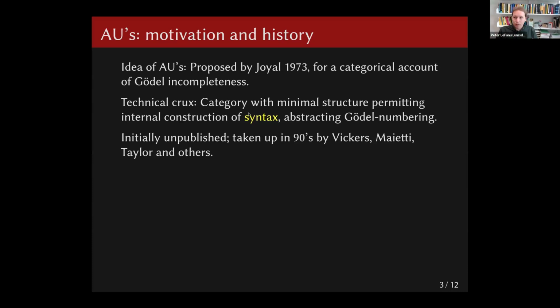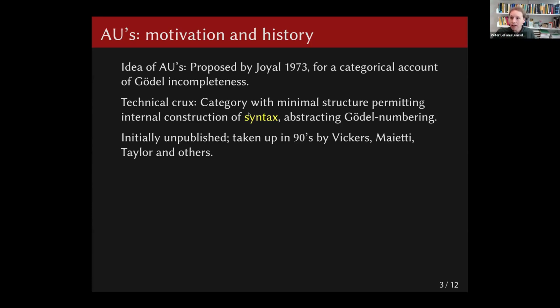And as such, one of the things that you want in a foundation is to be able to talk about phenomena like the incompleteness theorems. And so they were meant to be a category that had a fairly minimal structure, permitting internal construction of syntax in order to abstract Gödel numbering and give essentially syntactic arguments like Gödel's incompleteness theorems. And so as such, a bit weaker, a bit more minimal than something like an elementary topos, which would certainly suffice, but has a lot of higher order things in it that aren't needed for this.